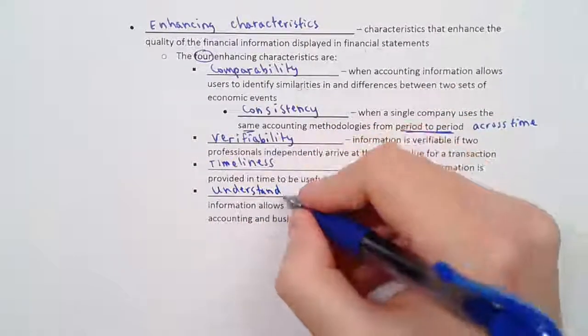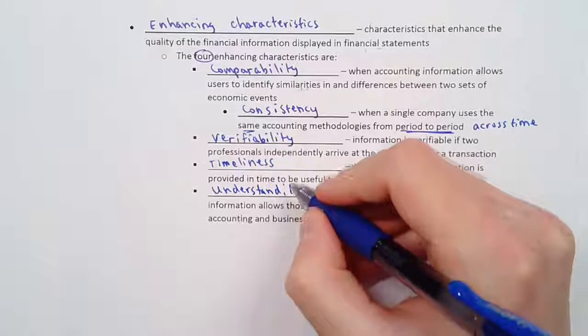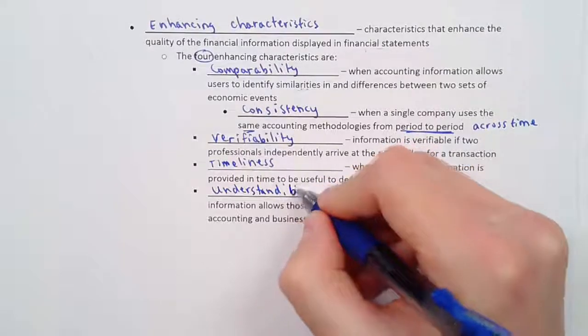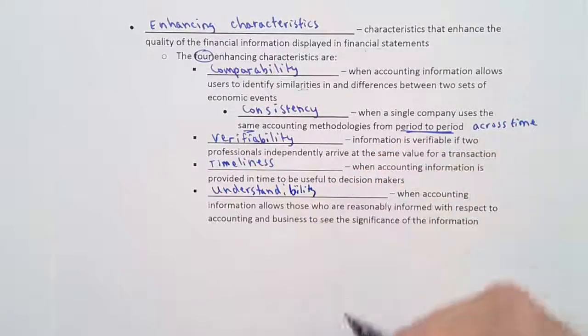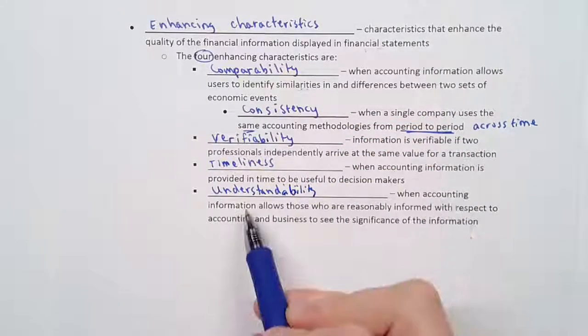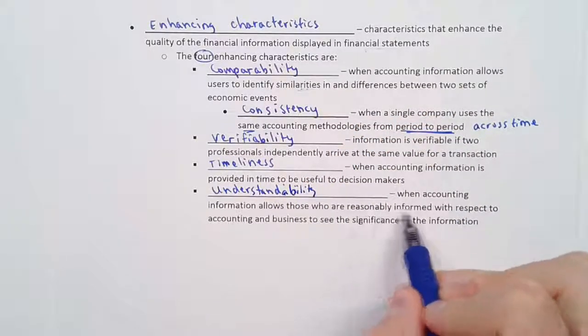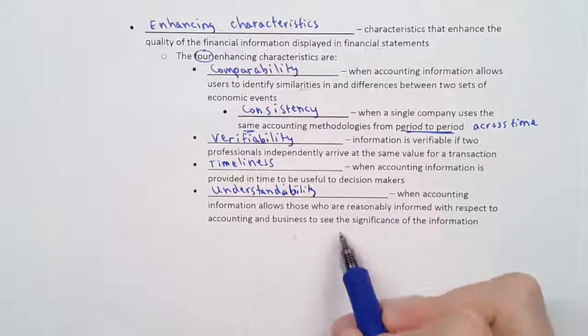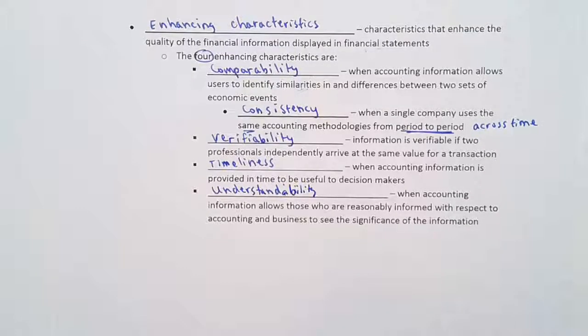Understandability. And basically, what this means is it's when accounting information allows those who are reasonably informed with respect to accounting and business to see the significance of the information. Okay, meaning that these people have some idea of what's going on in accounting and some idea of what's going on in business. They understand the financial statements.